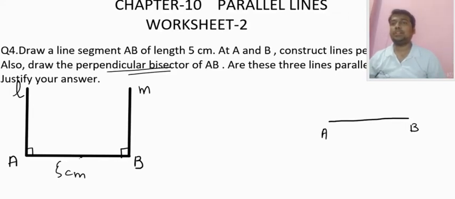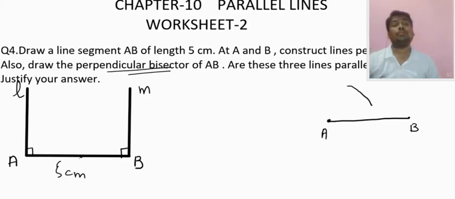What is a perpendicular bisector? A line which should be perpendicular on AB, that means at an angle of 90 degrees, as well as it should bisect AB. And everyone knows how to draw a perpendicular bisector. Suppose AB is the line. Now we have to draw its perpendicular bisector.